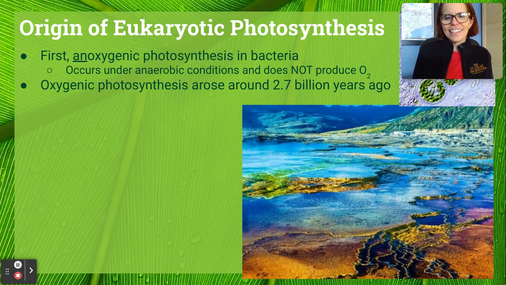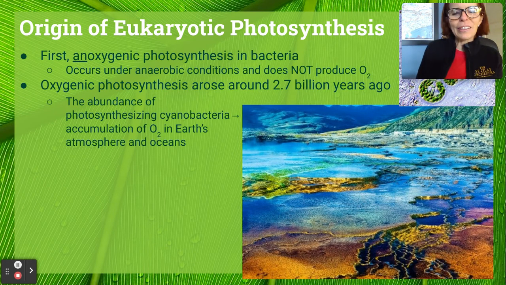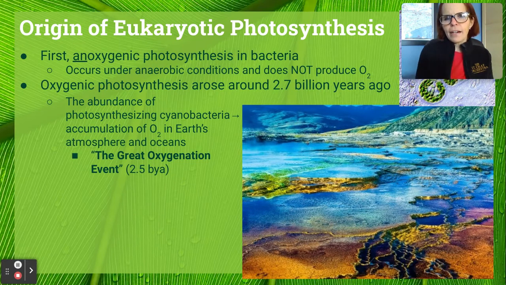Oxygenic photosynthesis arose around 2.7 billion years ago. The abundance of photosynthesizing cyanobacteria at that time led to an accumulation of oxygen in the Earth's atmosphere and oceans, and scientists have come to know that as the Great Oxygenation Event, which took place about 2.5 billion years ago. And it turns out that may have been our first mass extinction on the planet. There have been at least 6 or 7 mass extinctions on the planet. Lots of the bacteria at that time, 2.5 billion years ago, were anaerobic, and the presence of oxygen was toxic.